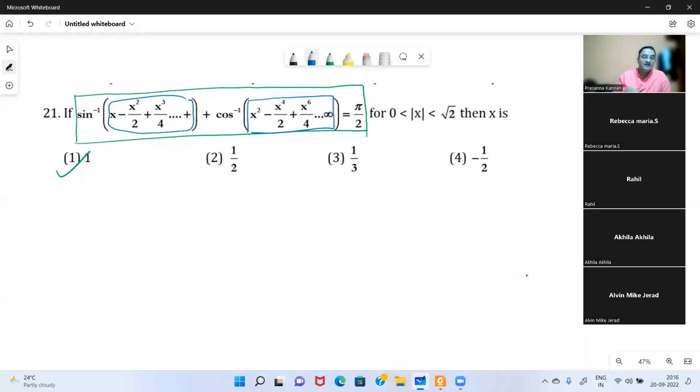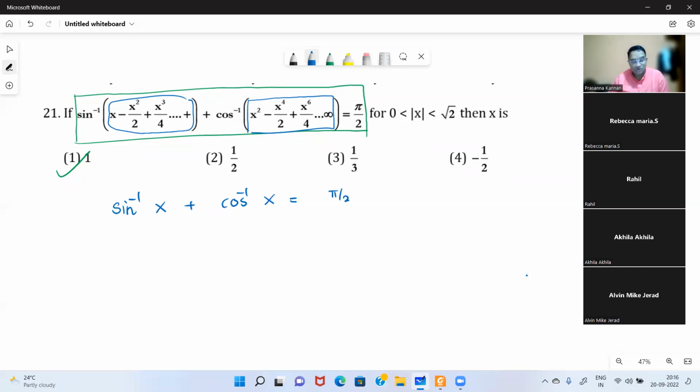For example, you have done substitution from the answers now, correct? In a competitive exam, this is the way you should do it, but you also know the way in which it should be solved. So we know that sine inverse of x plus cos inverse of x is equal to pi by 2.